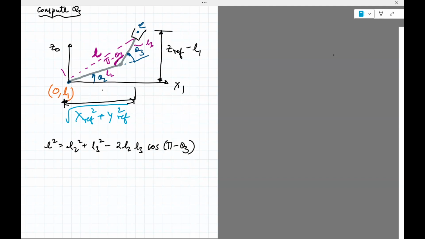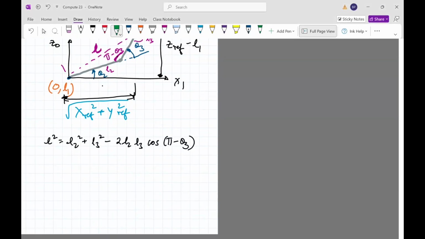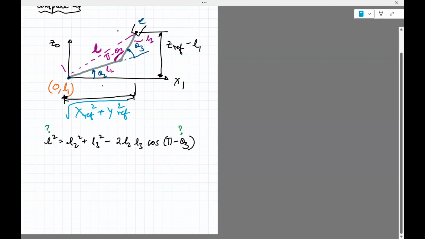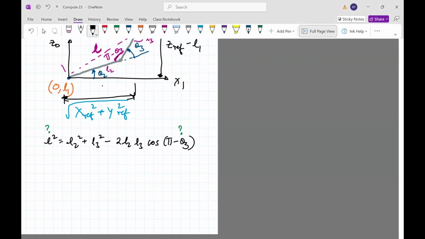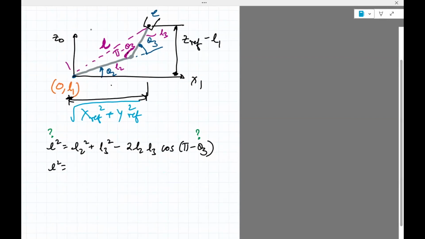So yeah, here there are two unknowns actually. One unknown is theta 3, the other unknown is L. We know the other things, right? But it turns out that we can compute L. L squared is nothing but the distance of this point from the origin. It's (z ref minus L1) squared plus x ref squared plus y ref squared.